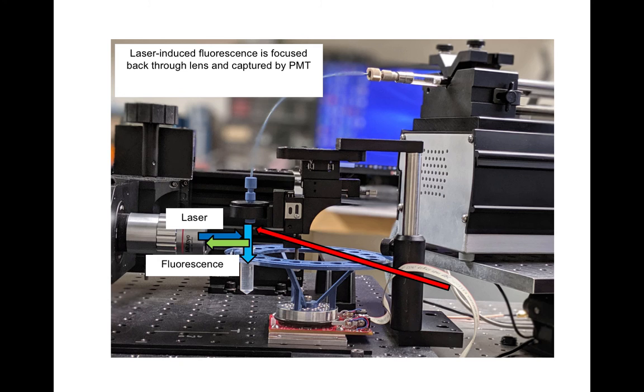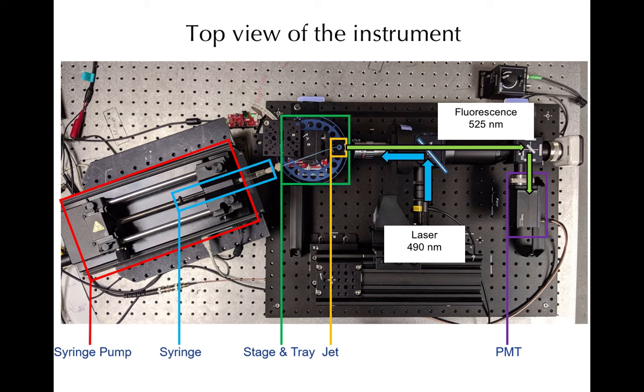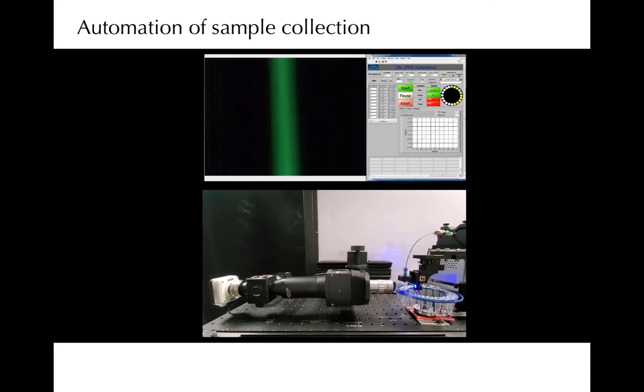into a photomultiplier tube. From above, this is what it looks like: the syringe pump, the rotating stage, and the jet. And here's the laser to excite the fluorescence and the photomultiplier tube to collect that fluorescence. So we were really lucky to have two great students from Sonoma State University who helped us put this instrumentation together and to write a software GUI to control it.